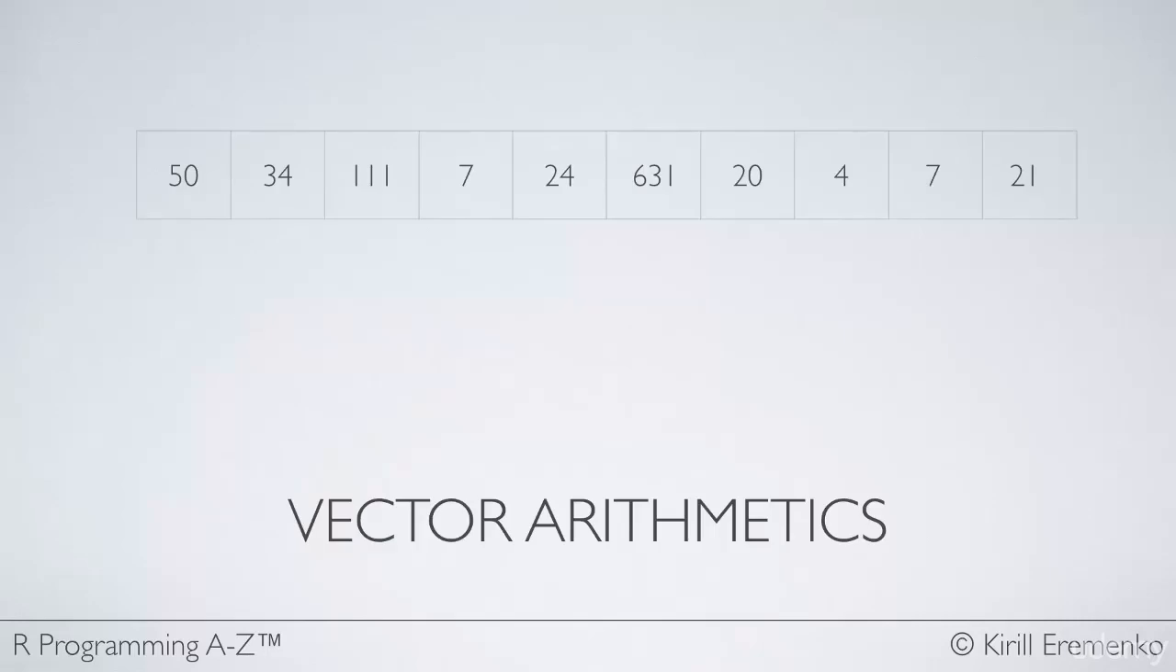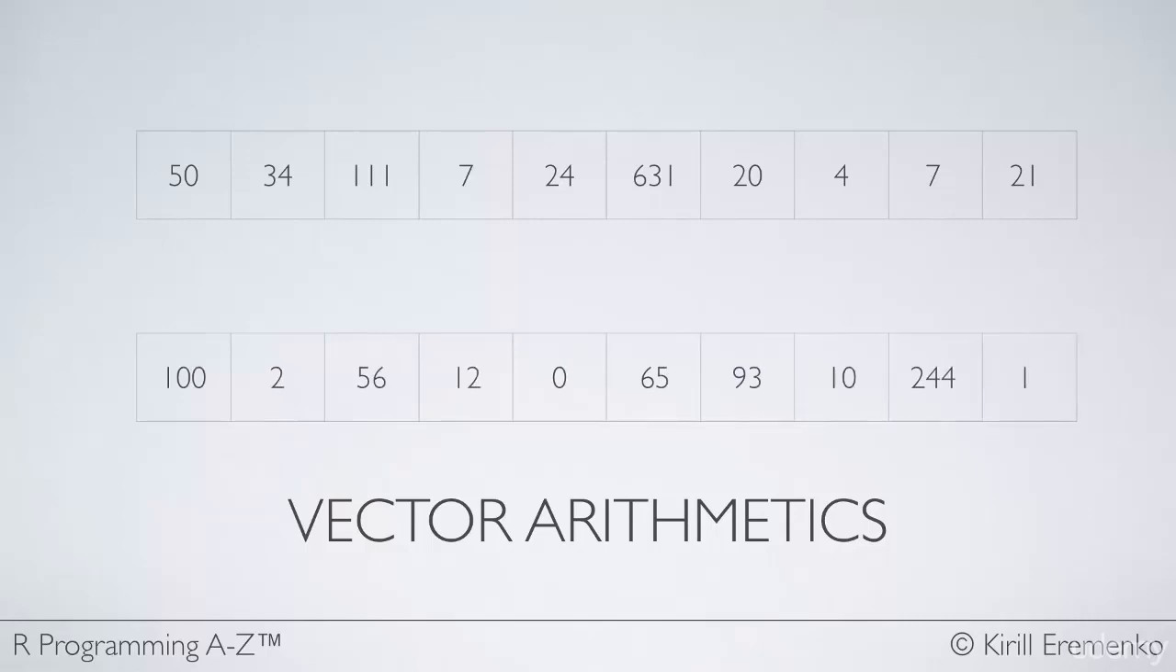Let's say we have a numeric vector of 10 elements. And let's say we also have another numeric vector of 10 elements as well. And our goal is to add these two vectors together element by element. So what we want to do is we want to add these two elements together. We want to add these two elements, these two, these two, these two, and so on.